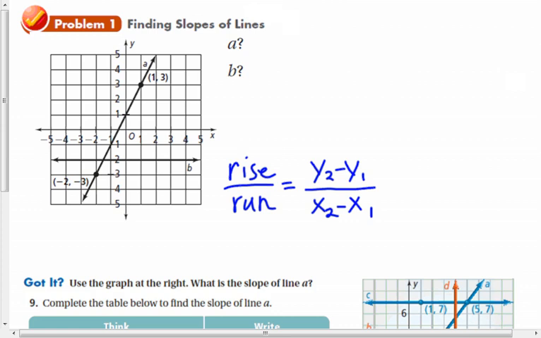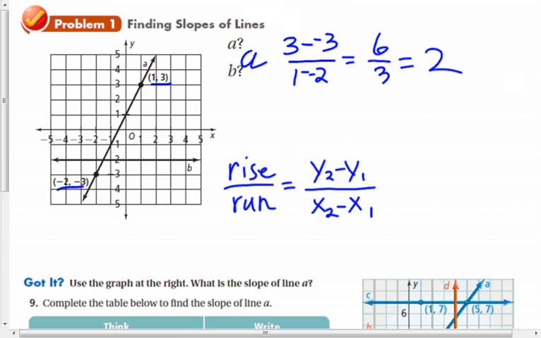So line A, we would use these points 1, 3 and negative 2, -3. The second number in the ordered pair is the y value, so I'm going to do 3 minus negative 3 divided by 1 minus negative 2. And that equals 6 divided by 3, which is 2. So that's line A. Line B.